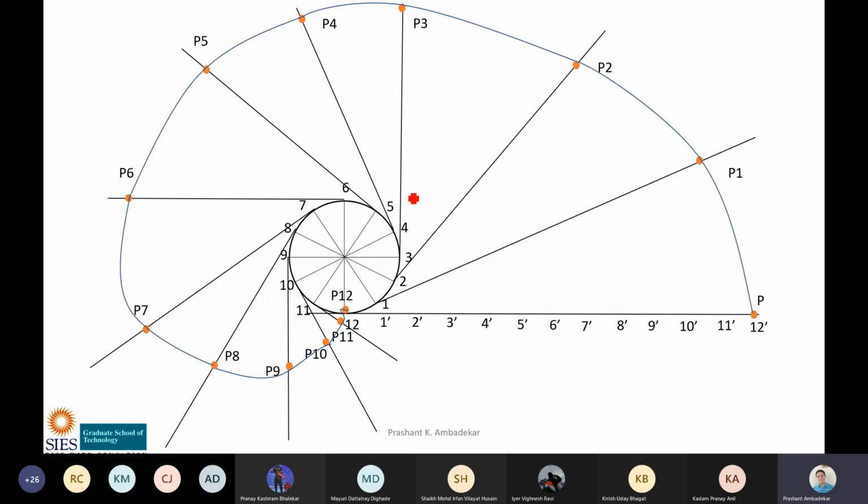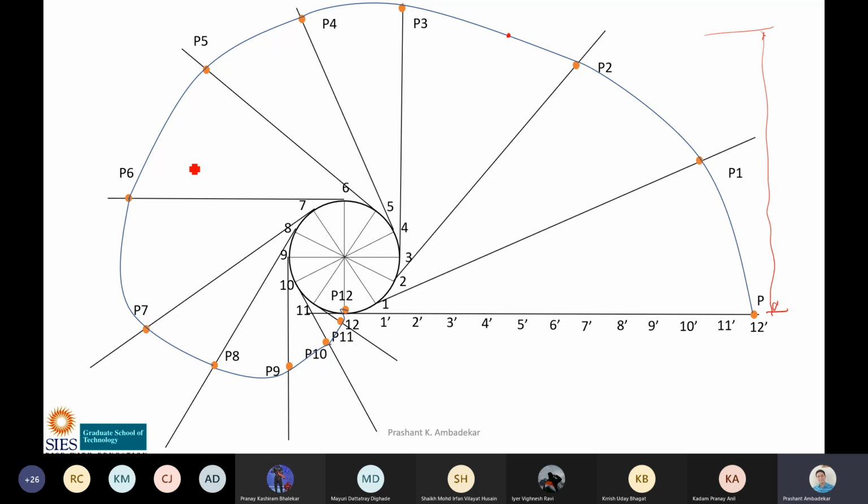Now to draw tangent and normal to the curve. Suppose you are asked to draw tangent and normal to the curve at this point. Or again this point can be taken at some vertical distance like this. Now I am not taking the distance. You are asked to draw tangent and normal to this point.